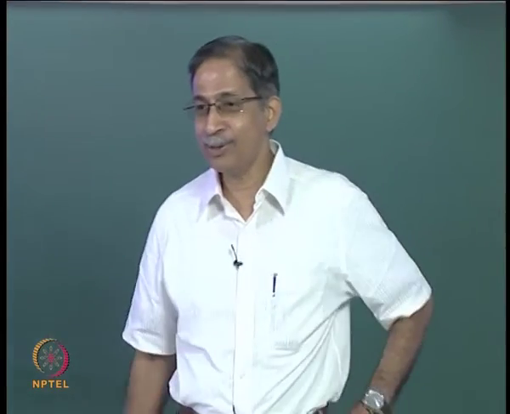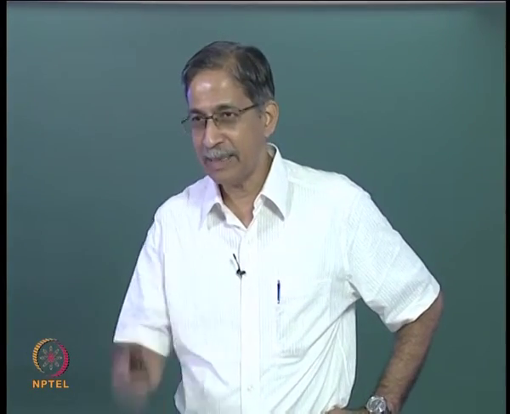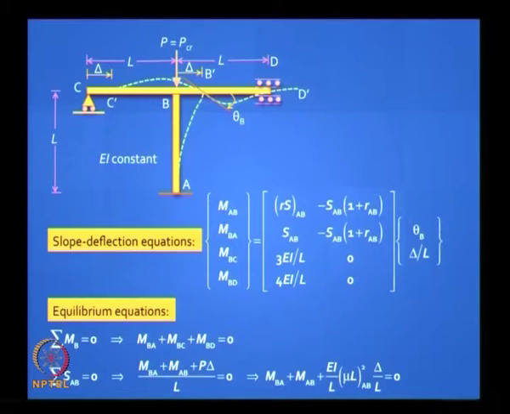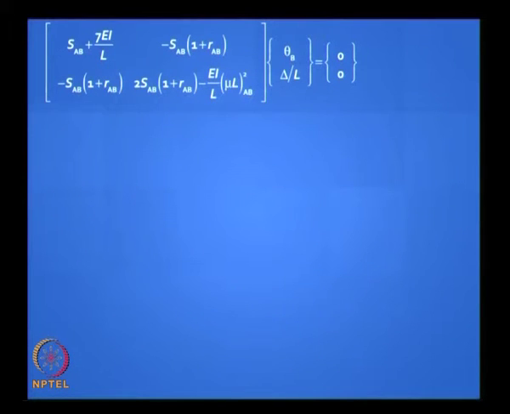So now how do you solve this problem? Okay, let me help you. Let me take you one more step. This is what the equation is going to look like. You have theta b, you have delta by L. How do I get the solution for P critical? How do I get the characteristic equation?